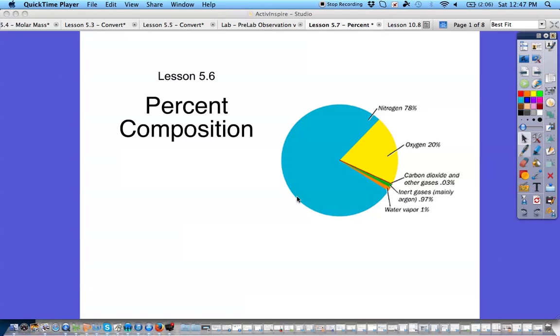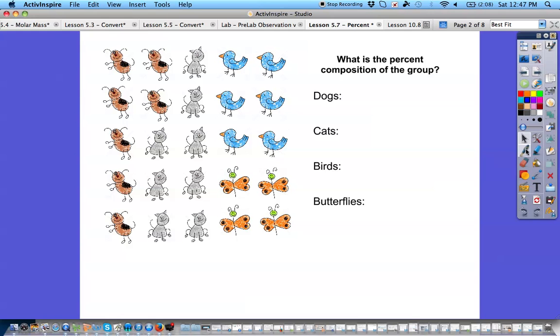So first, let's just talk a little bit about how we find percentages of a group. We have a group of animals here: dogs, cats, birds, and butterflies. And we want to find the percentage of each of the animals. So in order to find the percentage, you need to find the number of the individual and divide it by the total number of the group. So part divided by the whole.